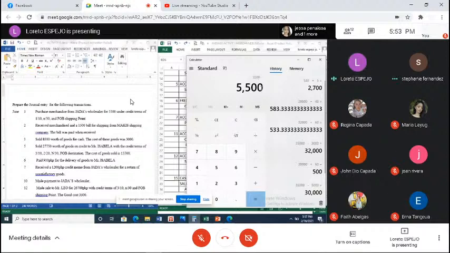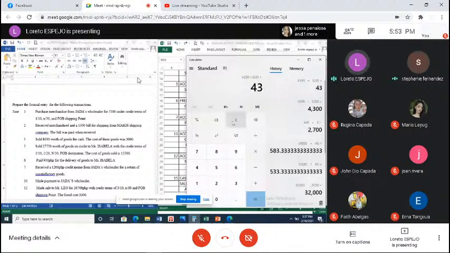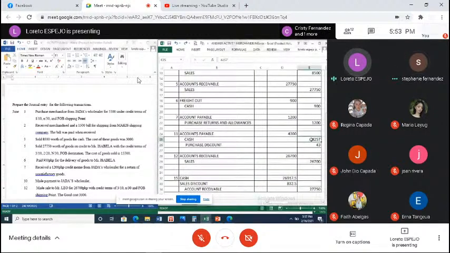5,500, ibawas natin yung binalik nung June 7 na 1,200. Ang natira, 4,300. Kunin natin ngayon ang 1% ng 4,300. So, 1%, it's 43 pesos. Actually, wala munang amount dito na ilalagay. Debit accounts payable, 43. Credit purchase discount, 43.